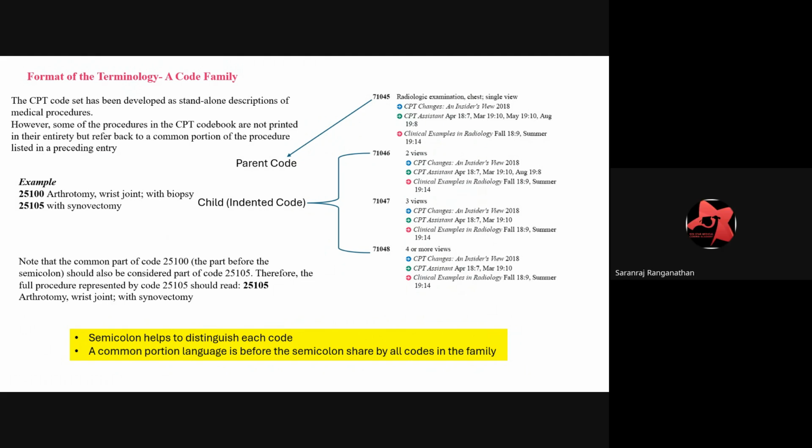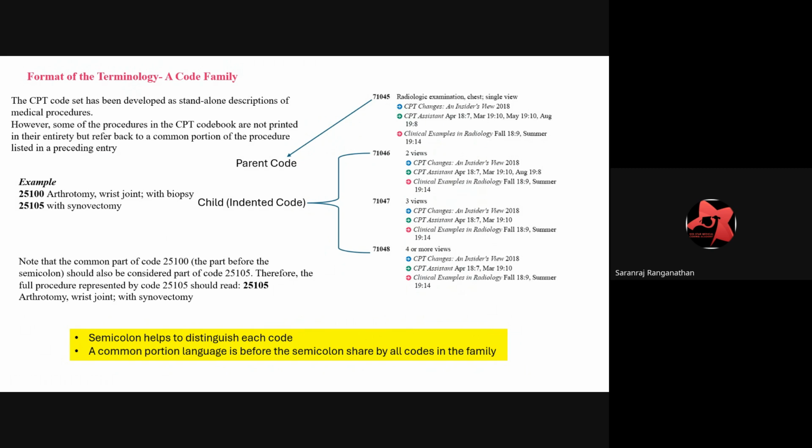Next, 25105. How I have to study this: that is an indent code. Arthrotomy, wrist joint, and the semicolon distinguishes each code. So I should read it as arthrotomy, wrist joint with synovectomy. I have a separate code for arthrotomy with synovectomy, and a separate code for arthrotomy with biopsy. So 25100 is a parent code and 25105 is the indented code or child code.